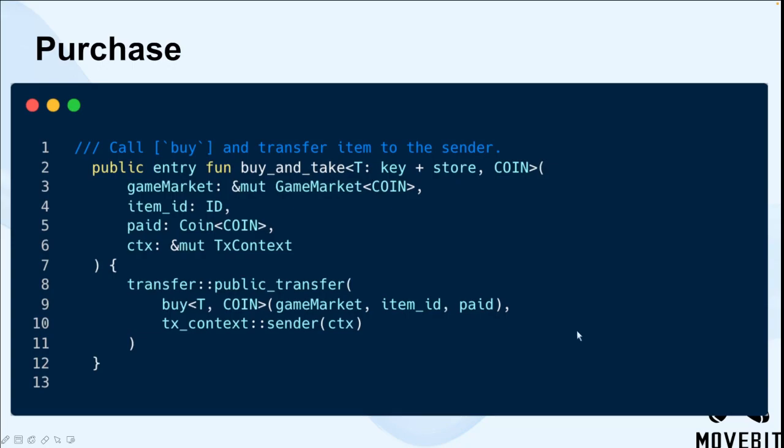Then it uses the public transfer function, which just transfers the item that was returned by the buy function to the sender of the transaction. And then the sender is retrieved from the transaction context sender. So in summary, this function allows the user to purchase an item from the game market and have it transferred to them in one transaction.